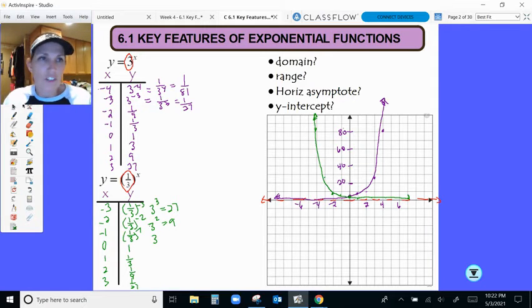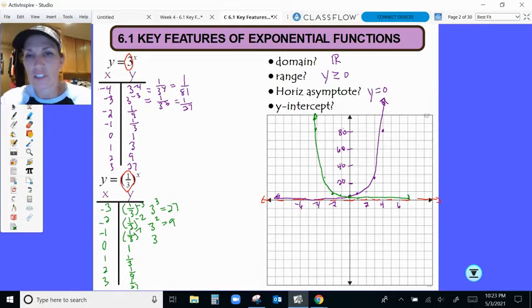Now what's my domain and range? So we're just going to do this for our purple graph. So our purple graph here, my domain is all real numbers, right? It goes from left and right forever. So it's just going to be all real numbers. My range, however, goes from 0 up, right? So it's going to be all of my y greater than or equal to 0. Okay. Horizontal asymptote is my y equals 0 line, right? Just right down here. Okay. My y-intercept is 0, 1. Okay. So kind of take a look at all those and recognize some of those key features.